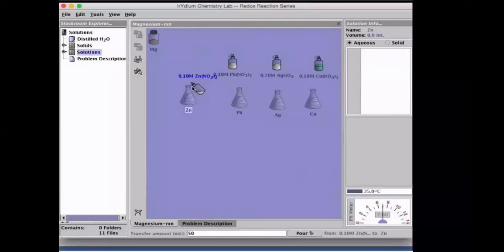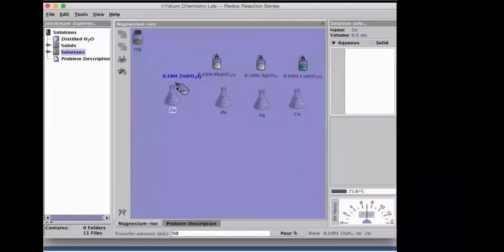Where zinc is written, there we will pour zinc nitrate. And for this addition, what mode do we have to take? We have to adopt the precise transfer mode. Okay. By clicking on each flask, we shall get the concentration of the ions on the right hand side.